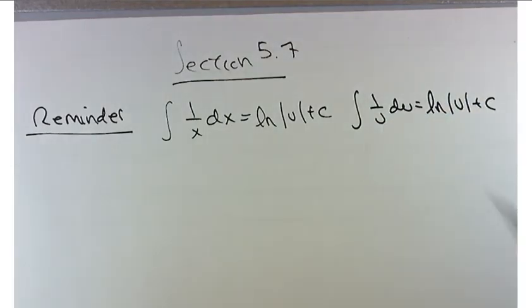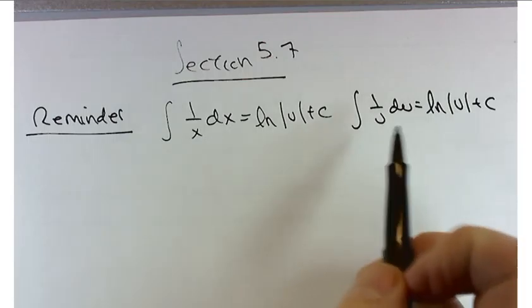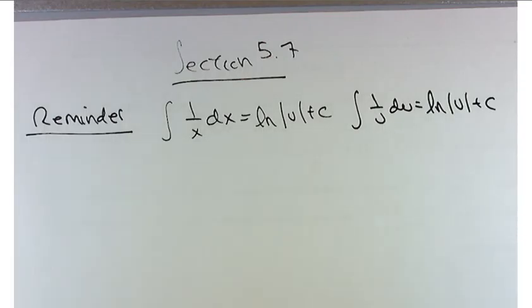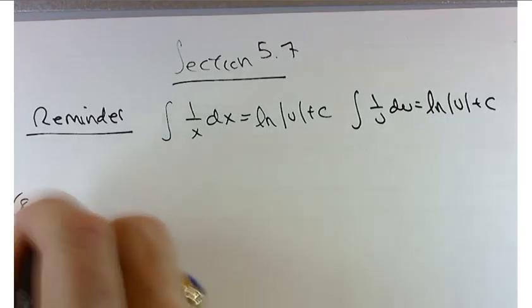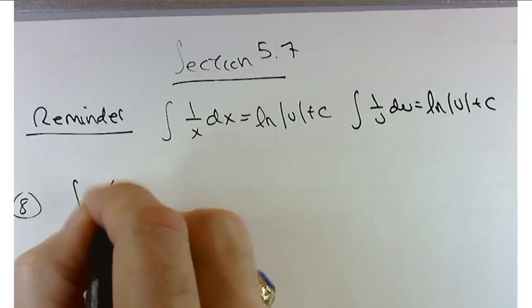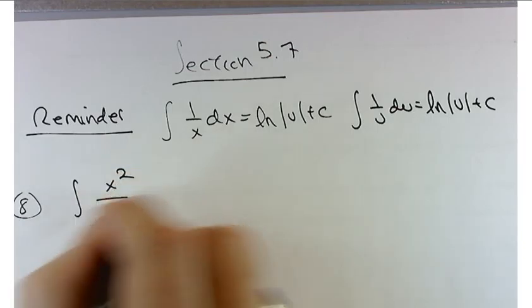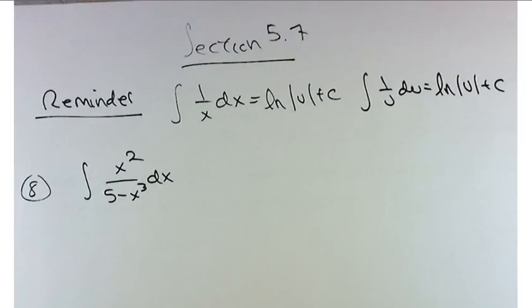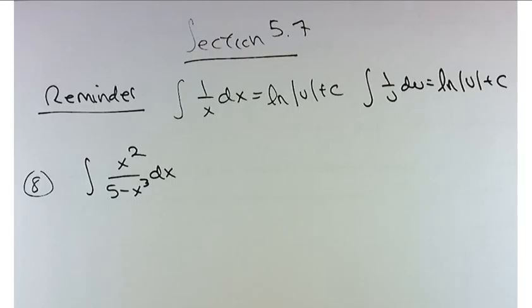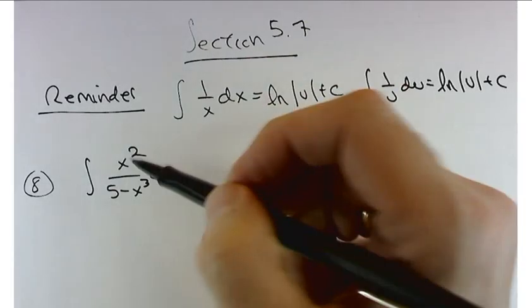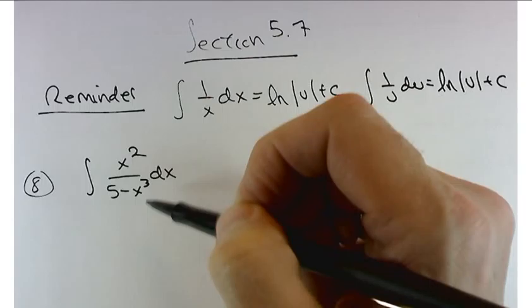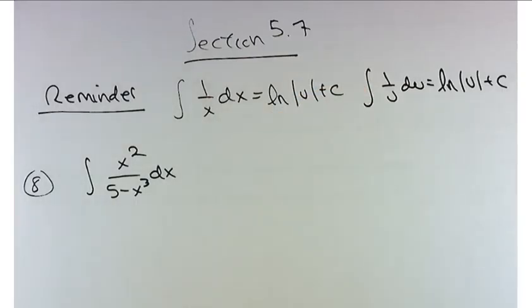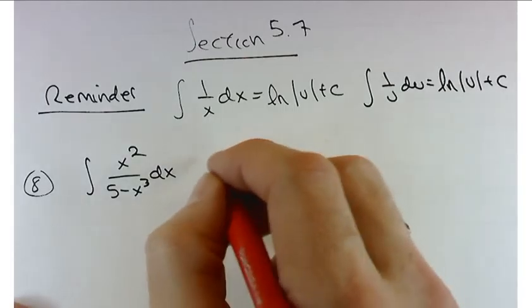So our goal is to get something in this form, and then we can integrate it because we'll know the antiderivative. We'll start with problem number 8. The integral of x squared over 5 minus x cubed dx. Now this is not something for which we know the antiderivative, at least directly. Nor can you integrate the numerator and divide by the integral of the denominator. There's no quotient rule for integrals. So we're going to be stuck making some kind of a substitution, or at least trying to make a substitution.